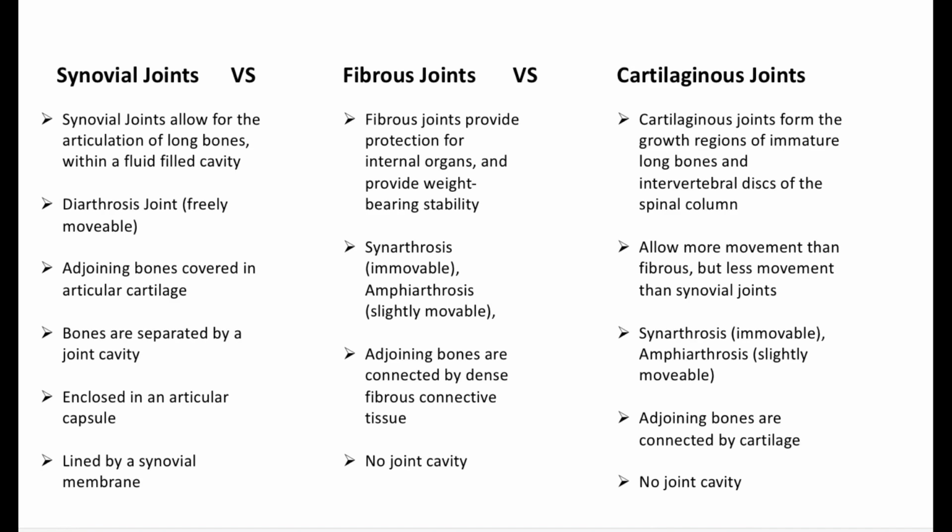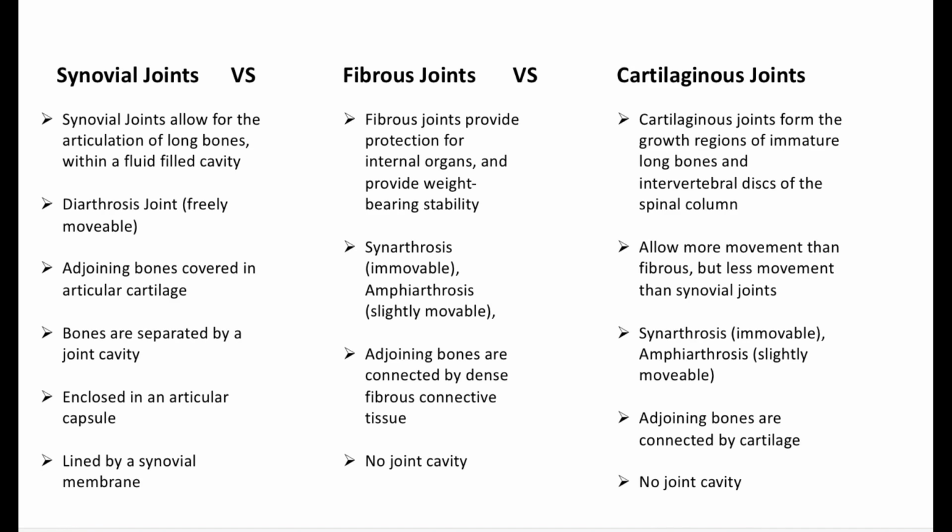Fibrous joints provide protection for internal organs. They are either synarthrosis joints, which means immovable, or amphiarthrosis joints, which means slightly movable. Adjoining bones are connected by dense fibrous connective tissue. There is no joint cavity.